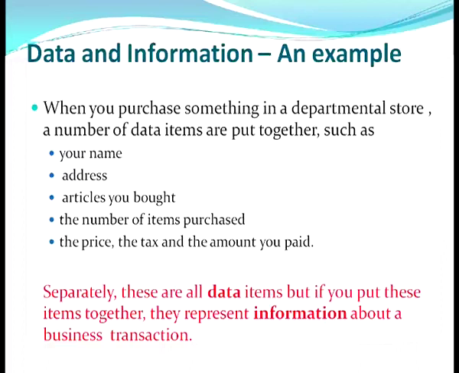Let us consider this example. When you purchase something in a departmental store, a number of data items are put together. For example, your name will be asked, your address, the articles that you have bought, the number of items purchased, their prices, the taxes, the total amount you paid. Separately, each of these items is data. But when we put everything together, this is the processed result. The entire payment bill that you get is the information and it is the output of the data processing. This is what we will be discussing in this chapter later.